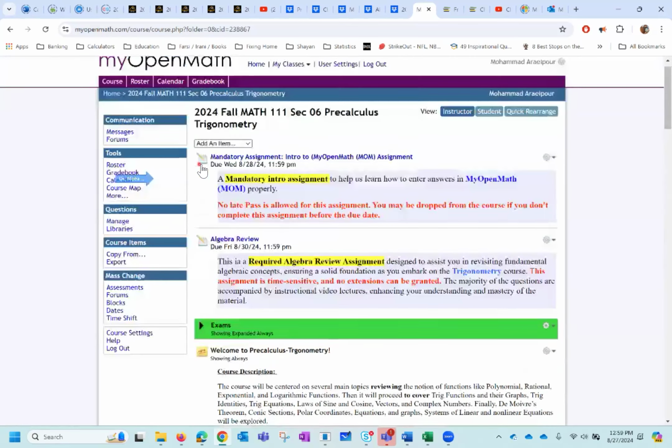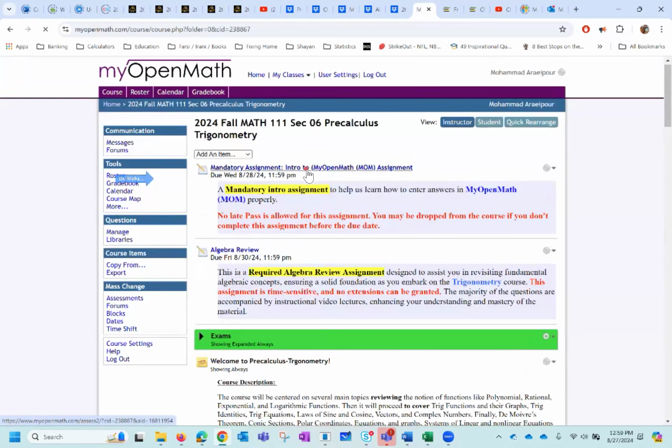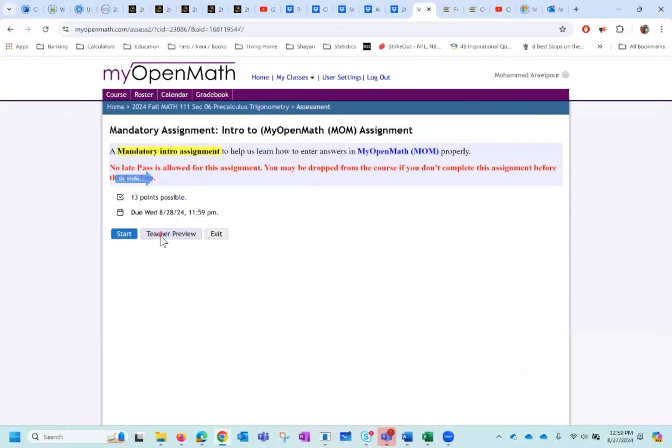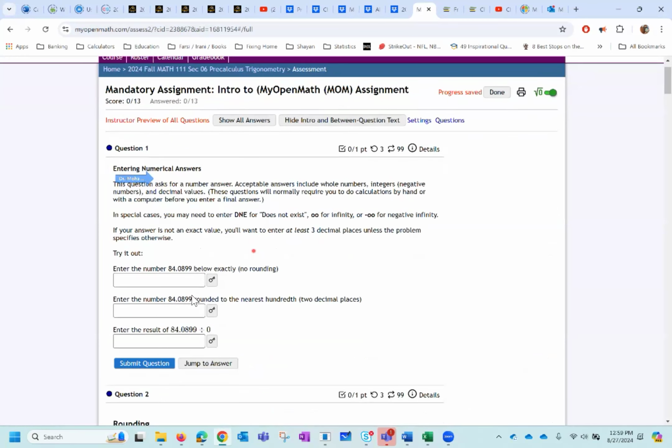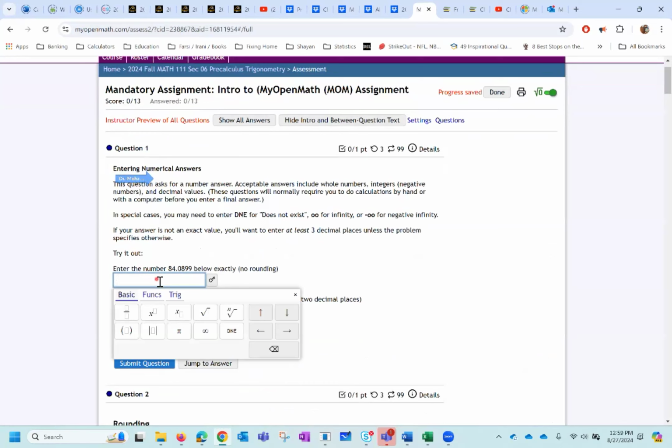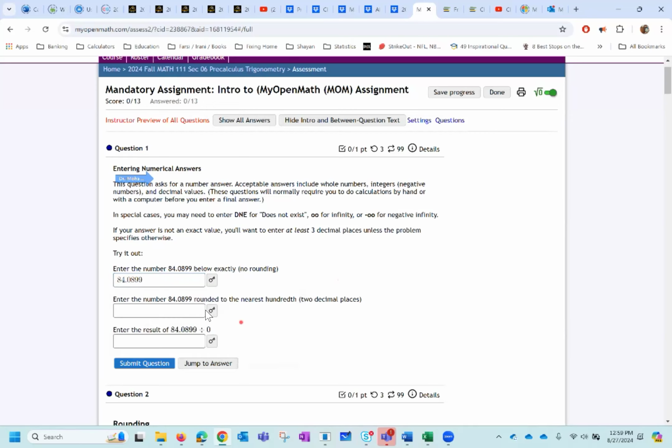So at the very top, you start with this assignment. I want to show you how this thing works. I'm going to put this number here. The moment I click on the box, it opens a math editor. So I put 84.0899. Then it says rounded to the nearest hundredths. That's number 8.